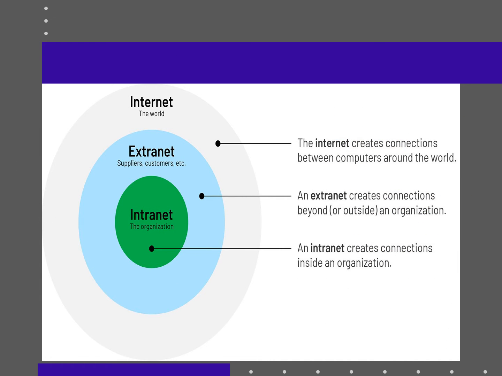Here we can see that the internet creates connections between computers around the world, thus making a web-like structure in which the computers and connections are interconnected worldwide. At the same time, an extranet creates connections beyond an organization, while an intranet creates connections inside an organization.